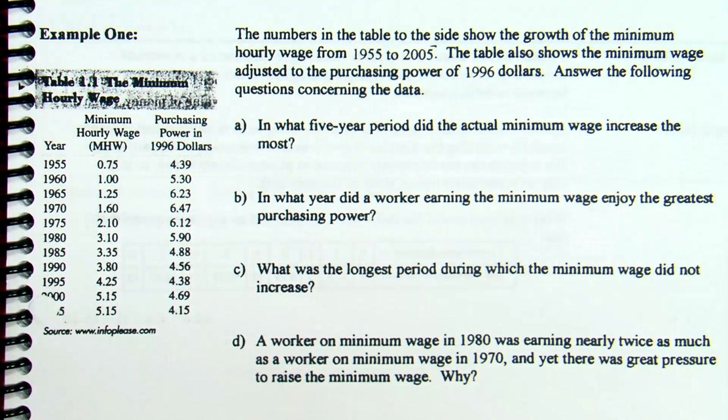What do you think, Jacob? 1995 to 2000. Let's see. You said 95 to 2000. Yeah. It went up by 90 cents. There's actually something bigger there, which is what I was double checking. I agree, from 95 to 2000, it went up by 90 cents, but there's one that's slightly bigger.